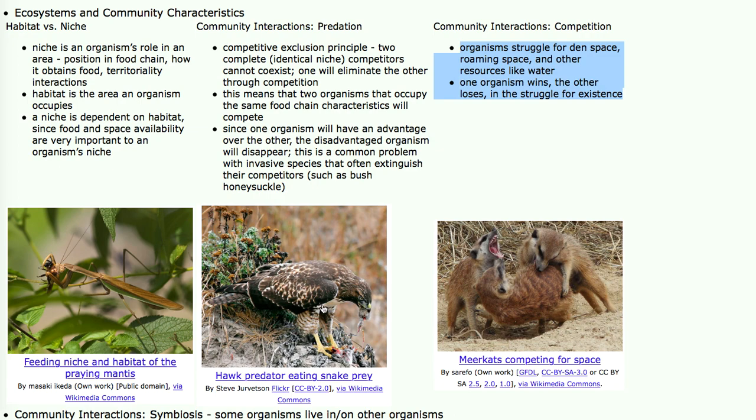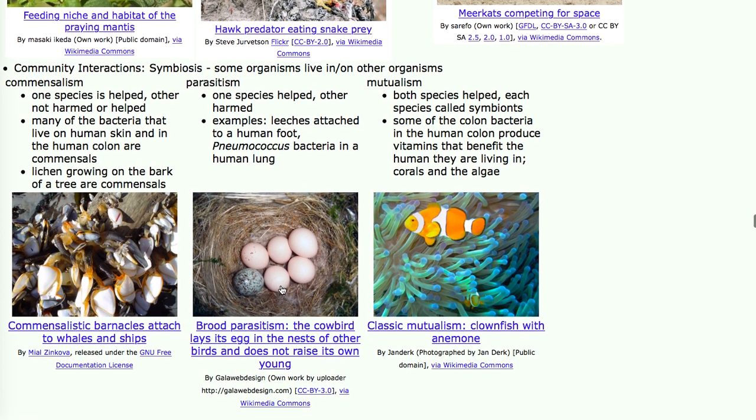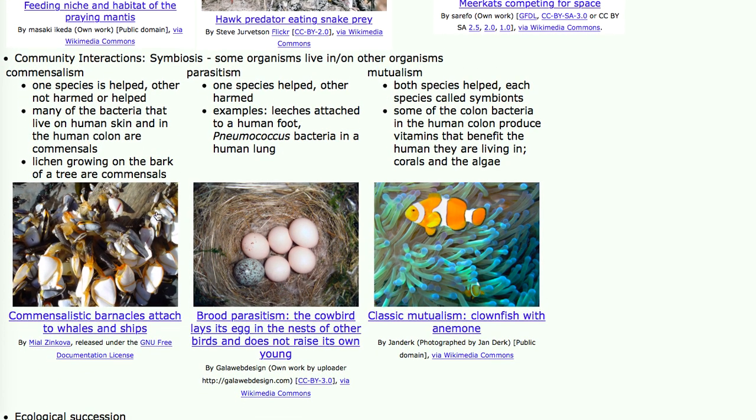So competition, like for example, these meerkats are competing with one another for space. And this is a predator-prey interaction. The hawk is eating a snake as a prey, and here the praying mantis is eating a small prey animal also. These are all different kinds of interactions. These are interactions between members of the same species and members of different species. And that brings us to a very unique kind of interaction between species, symbiosis. Symbiosis is an intimate living relationship between different species. There are three different ways this happens.